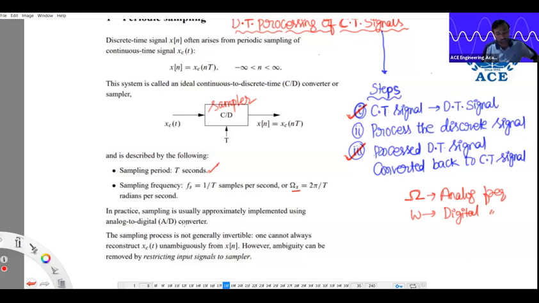Practically, it is an A to D converter. That is what we learned as the sample and hold circuit. Practically, it is an A to D converter. Ideally, it is a C to D converter, continuous time to discrete time converter. Ideal form is C to D.